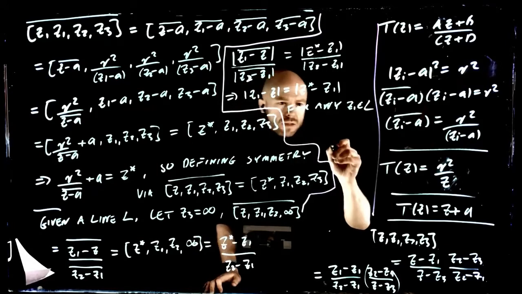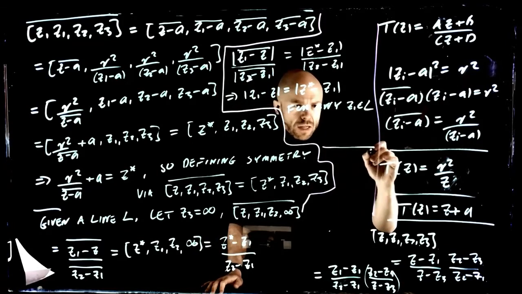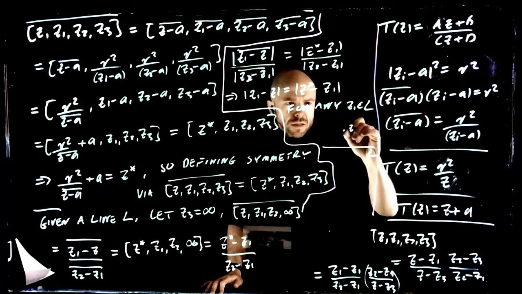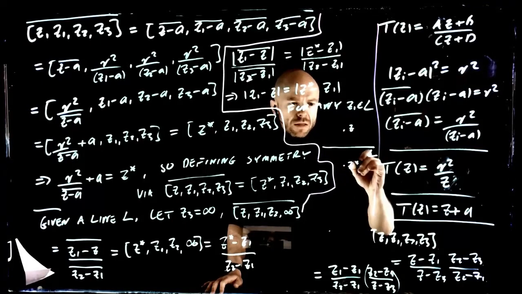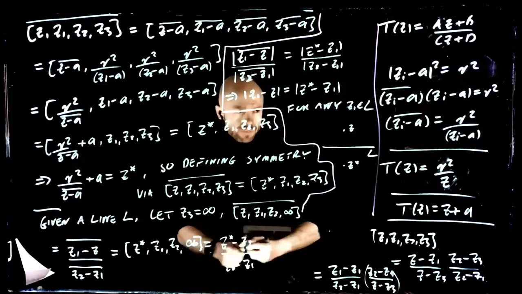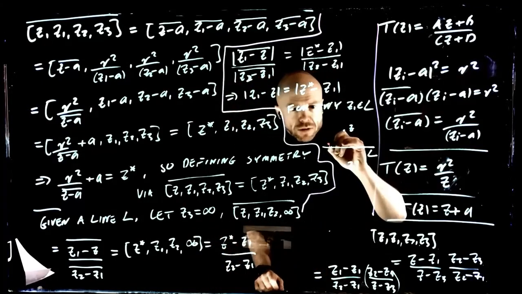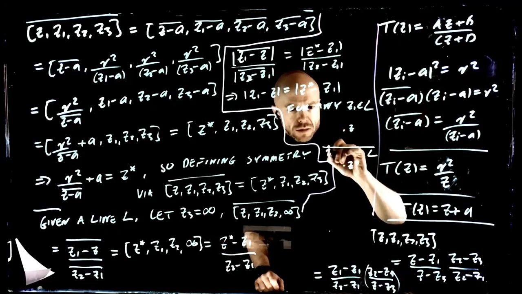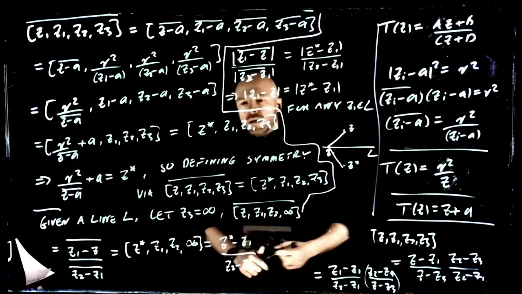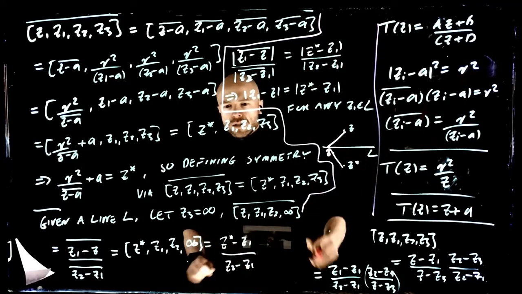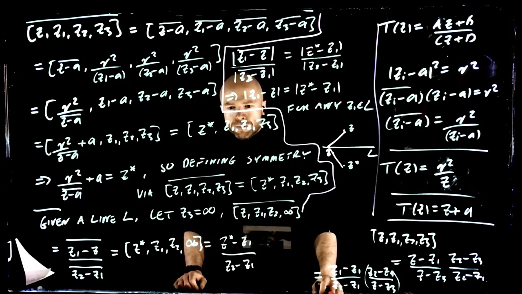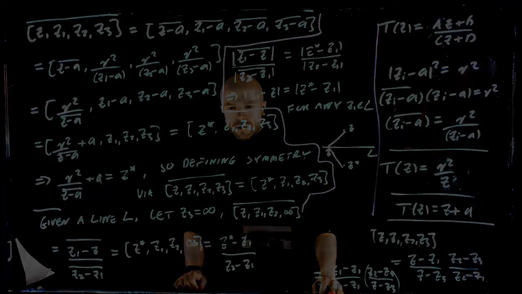Right, so what does that mean? So this is the line L, this is z star, and for any point z1 on the line, this distance is the same as this distance, which is the same as saying that z and z star are symmetric across the line. Yeah? Cool.